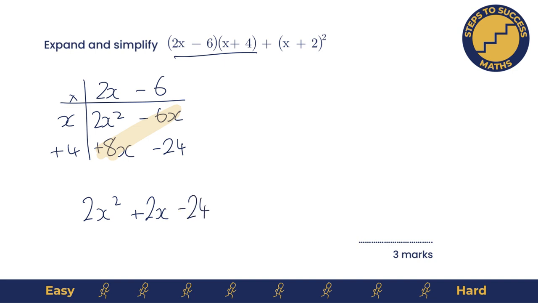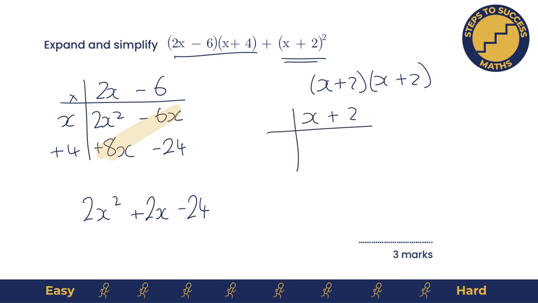And now we're going to do x plus 2 squared. Remember that's x plus 2 times x plus 2. So write it in a grid. X plus 2, x plus 2. X times x is x squared. X times 2 is 2x. 2 times x is 2x. And plus 2 times 2 is 4. So let's tidy that one up. We've got x squared plus 4x plus 4.